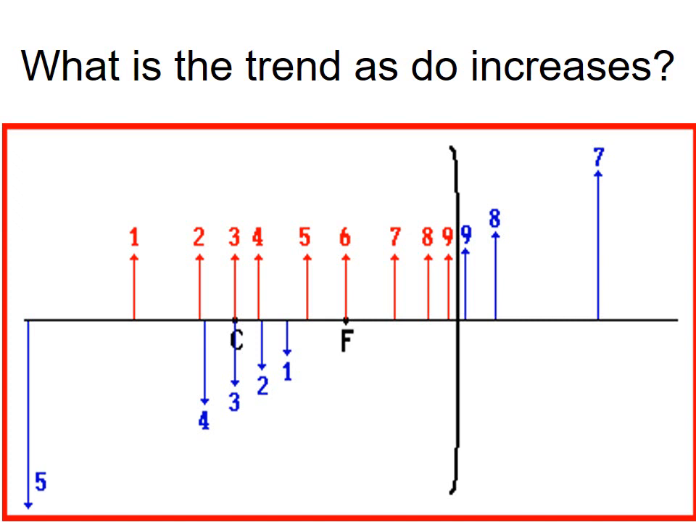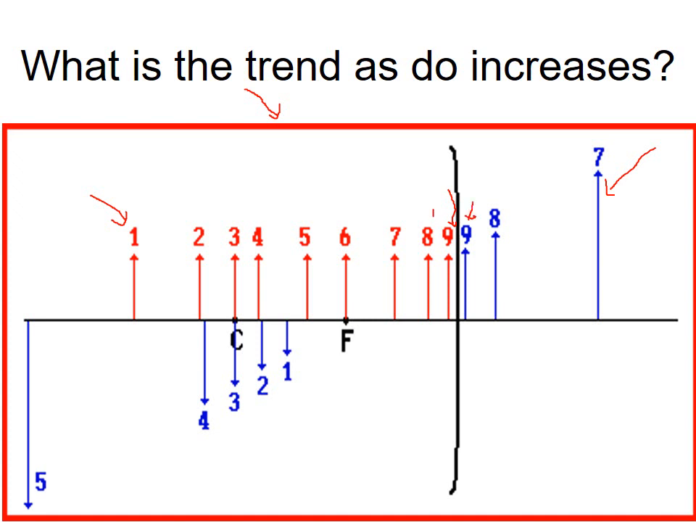In this image over here, I want you to identify the trend as the distance of the object increases. The objects in this case are represented in red, and the images are represented in blue. So for example, if you look at object 9, it is very close to the mirror, its image is very close to the mirror.